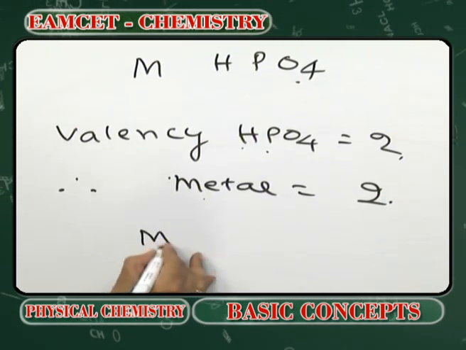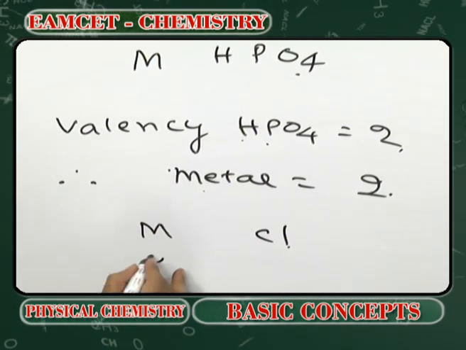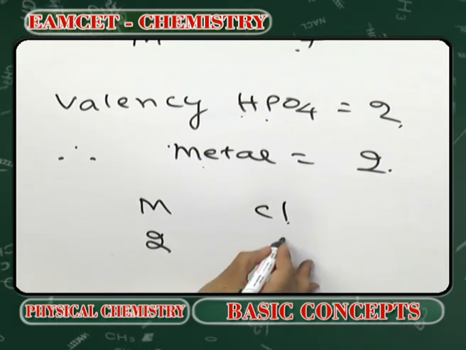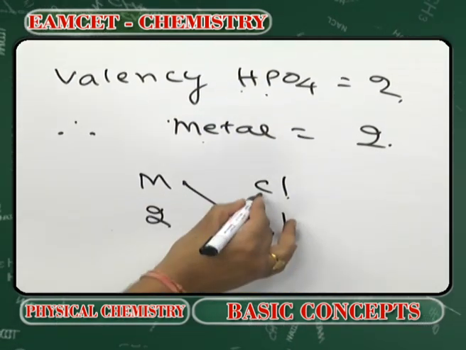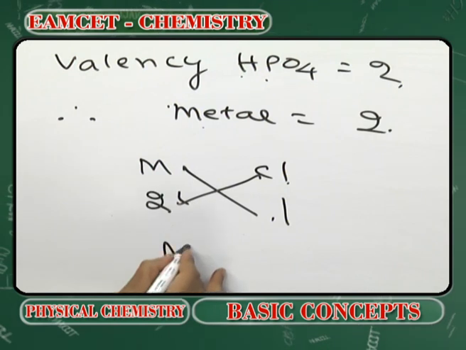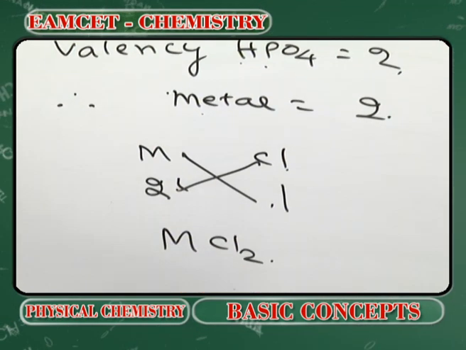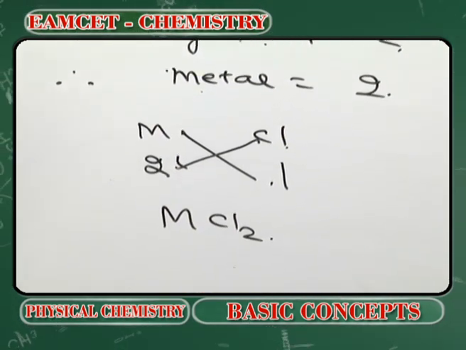Therefore, the valence of the metal must be 2. What will be the formula of the metal chloride? The valence of the metal is 2. The valence of chlorine is 1. So the formula of the metal chloride must be MCl2. Option 2.